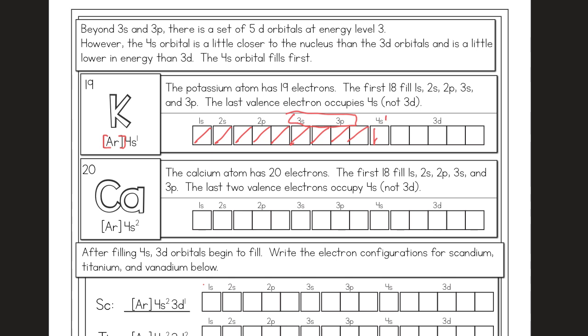Same thing with calcium. I can use argon to do a shorthand. So just going to count to make sure I've got it. We're going to need 18 electrons. 2, 4, 6, 8, 10, 12, 14, 16, 18. So when all those are filled in, it would be 18 electrons. I have 2 more because calcium has 20 electrons. So down spin, up spin. So this is going to be 4s2. So I can say it's argon plus 4s2.